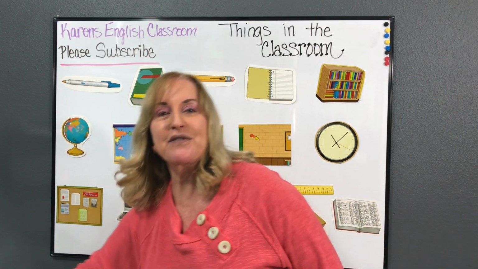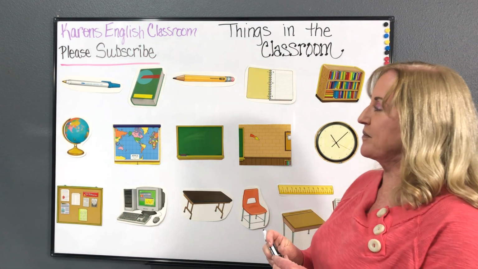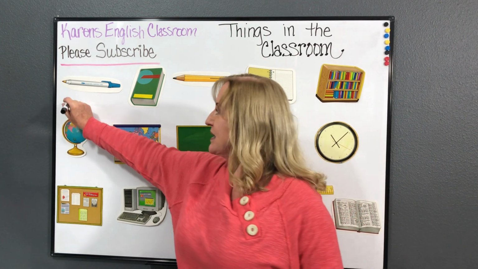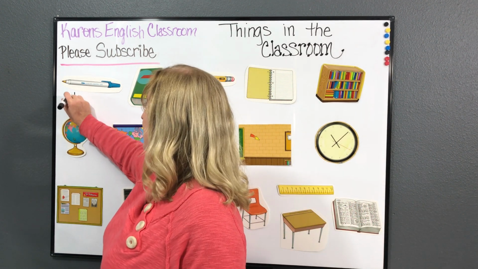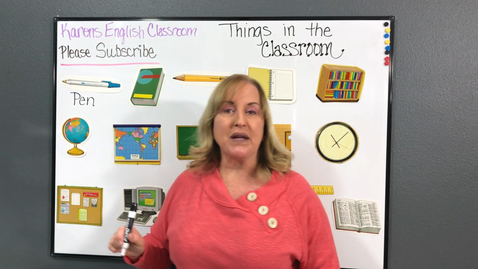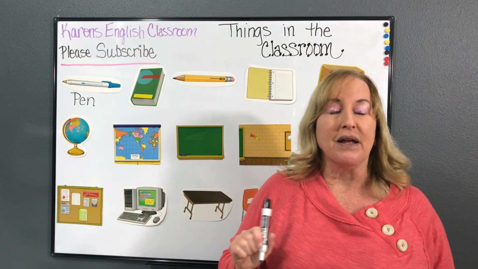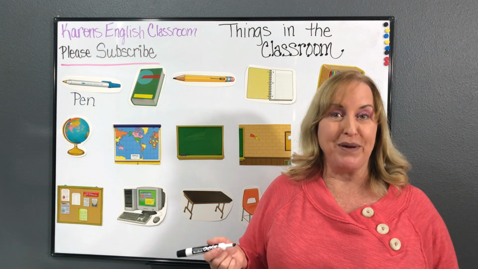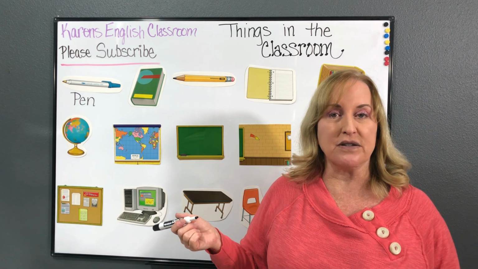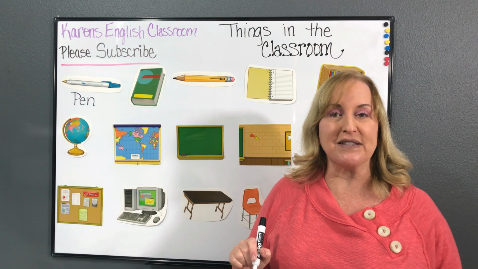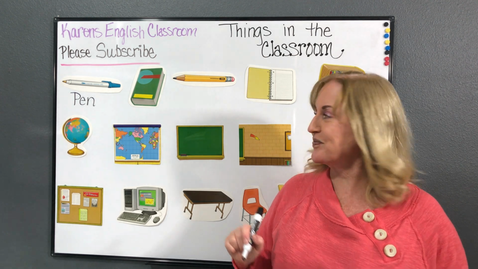Okay, so class, the first one that we see here is pen. Now, pen can be a black pen. It can be a blue pen. It can be a red pen. So there's different colors, and we use the pen to write. So very necessary in the classroom.